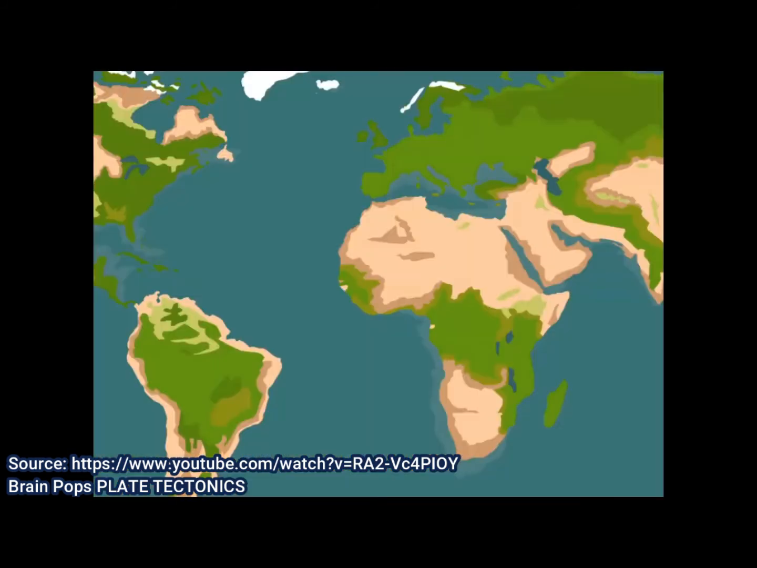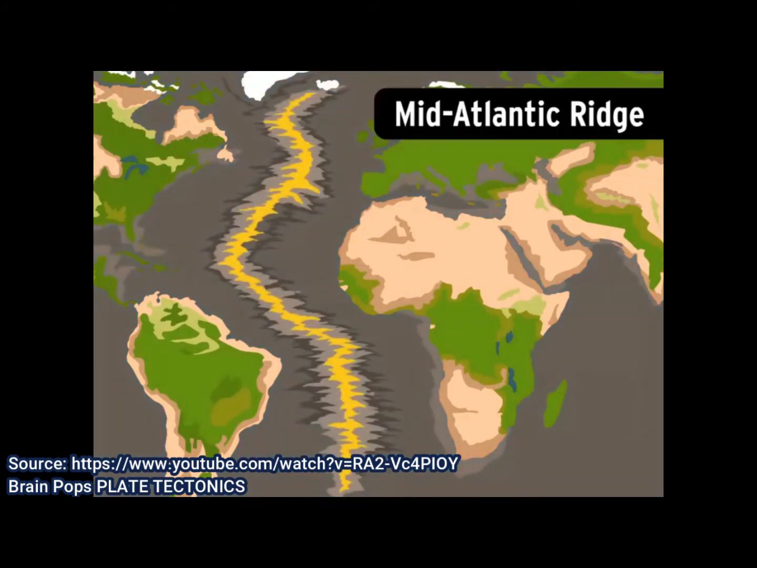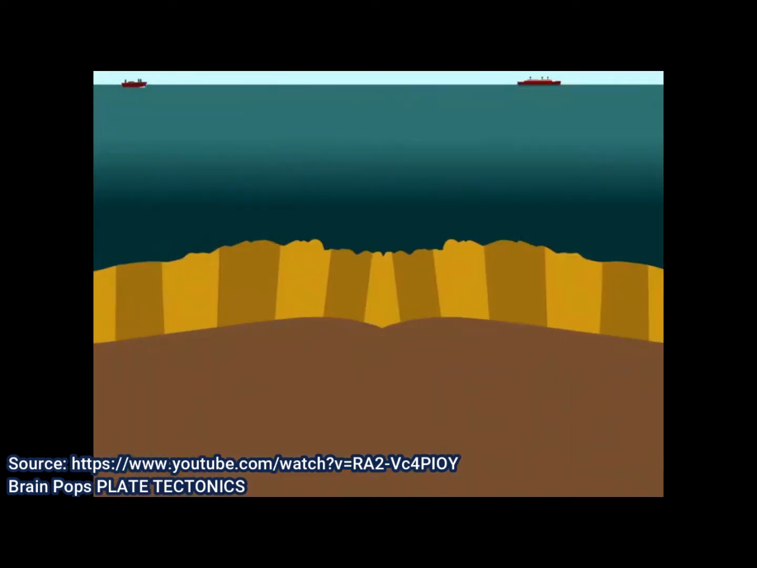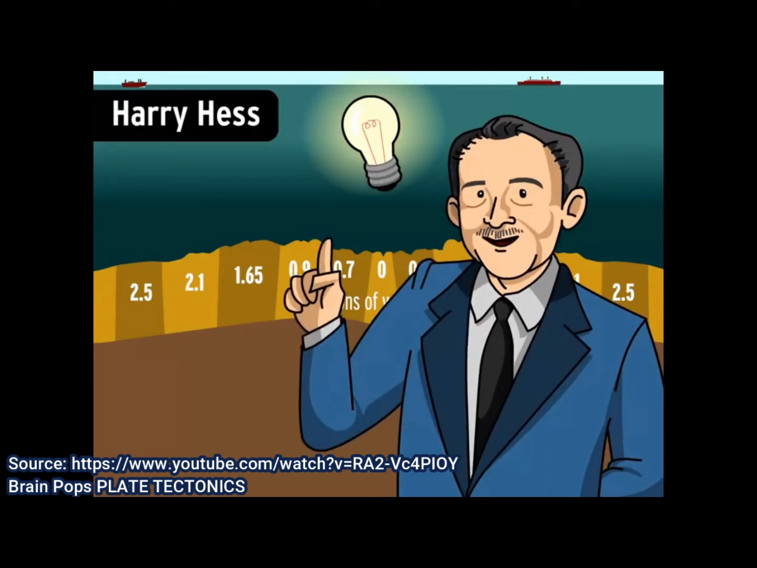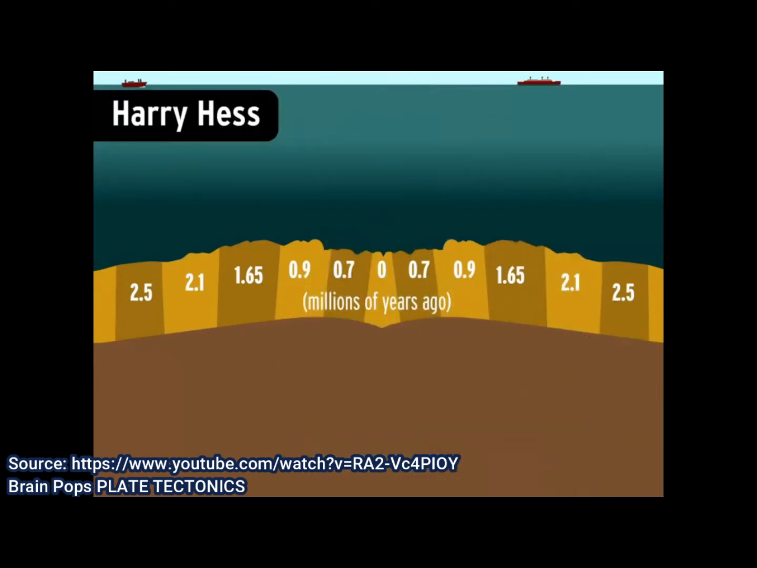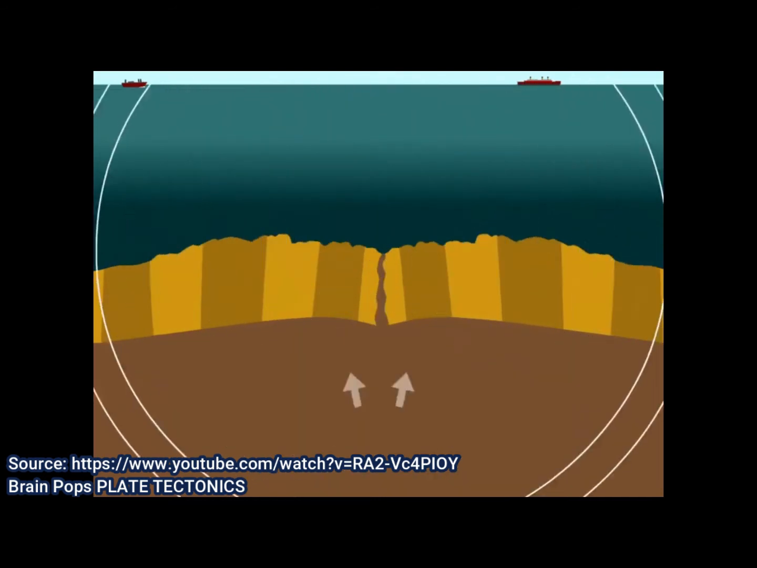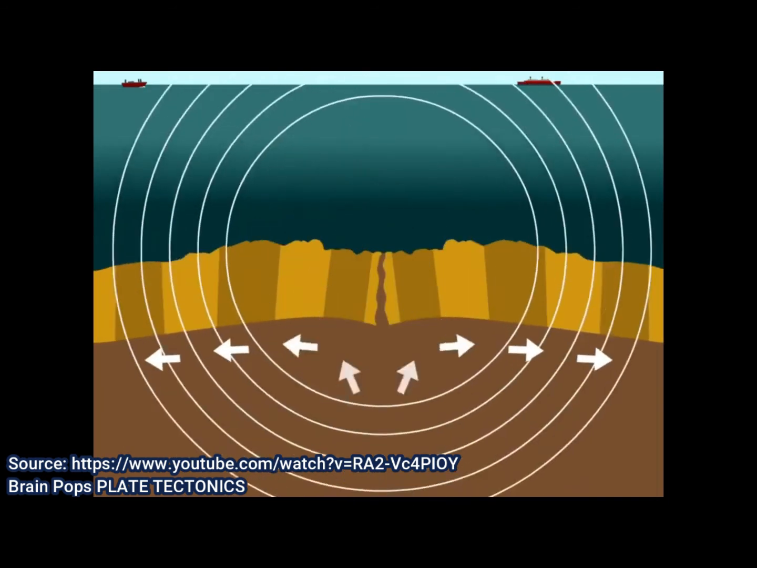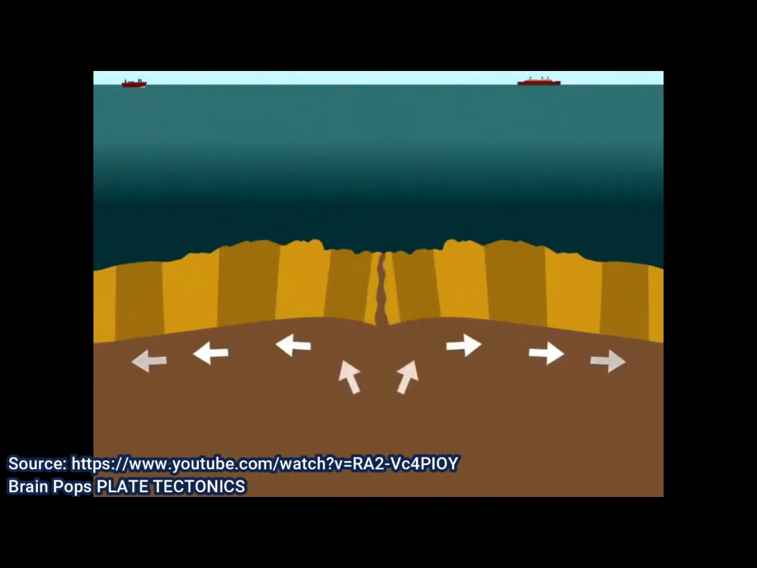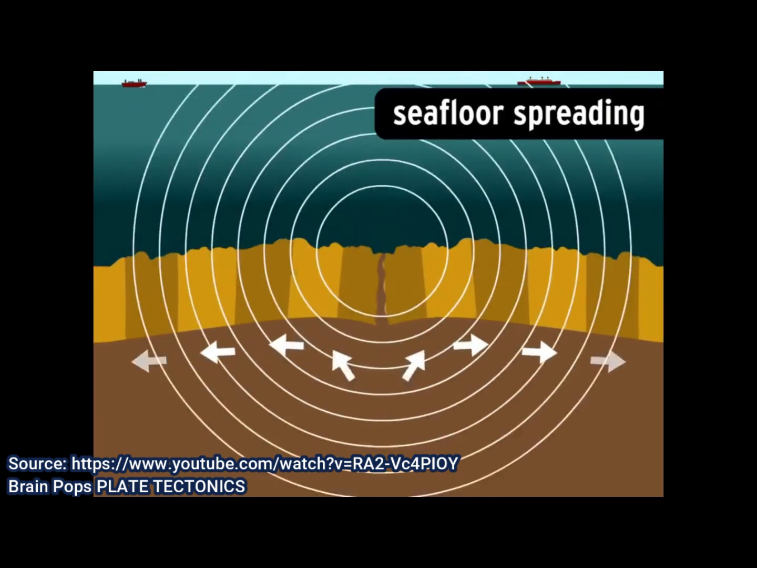In the 1950s, scientists began mapping the Mid-Atlantic Ridge. It's a mountain range running 10,000 miles along the ocean floor. Tests revealed that the farther you got from the ridge, the older the seafloor was. So a geologist named Harry Hess proposed a revolutionary idea. New seafloor was forming at the ridge and spreading outward to make room for more. In other words, the surface of the planet was moving. Hess called this process seafloor spreading.